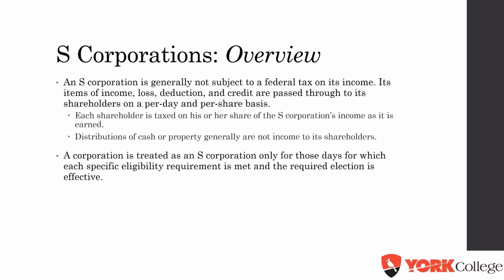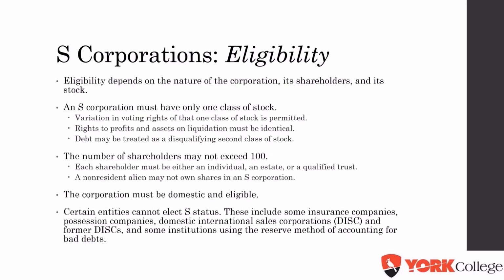And the government will only grant this federal tax exemption when a specific eligibility requirement is met and the shareholder does something which is what we call a required election. Then they will get the tax benefit. So what is eligibility? Eligibility can vary, and it depends on the corporation, its shareholders, and the structure of its stock. But there are specific rules.